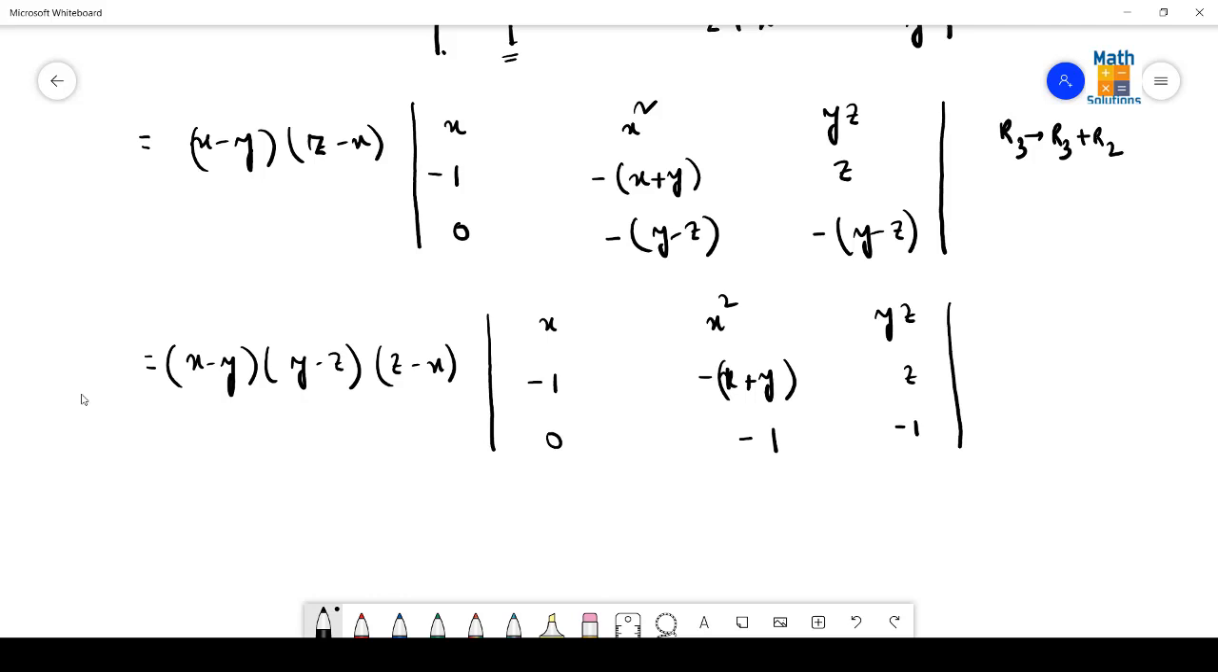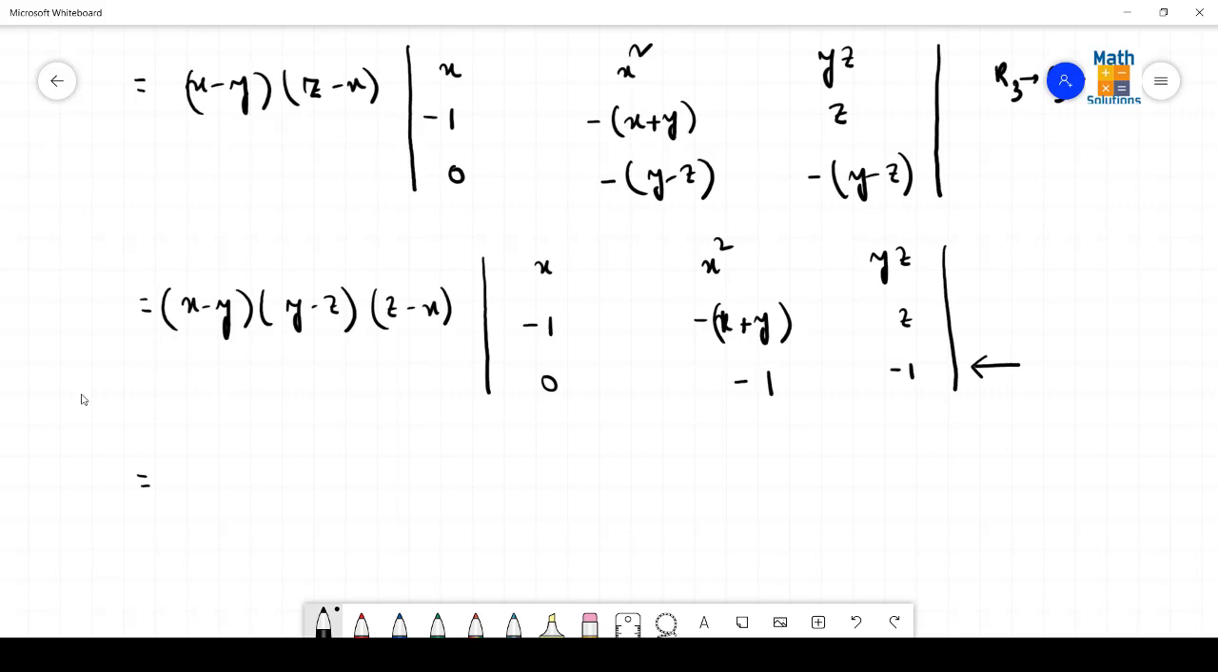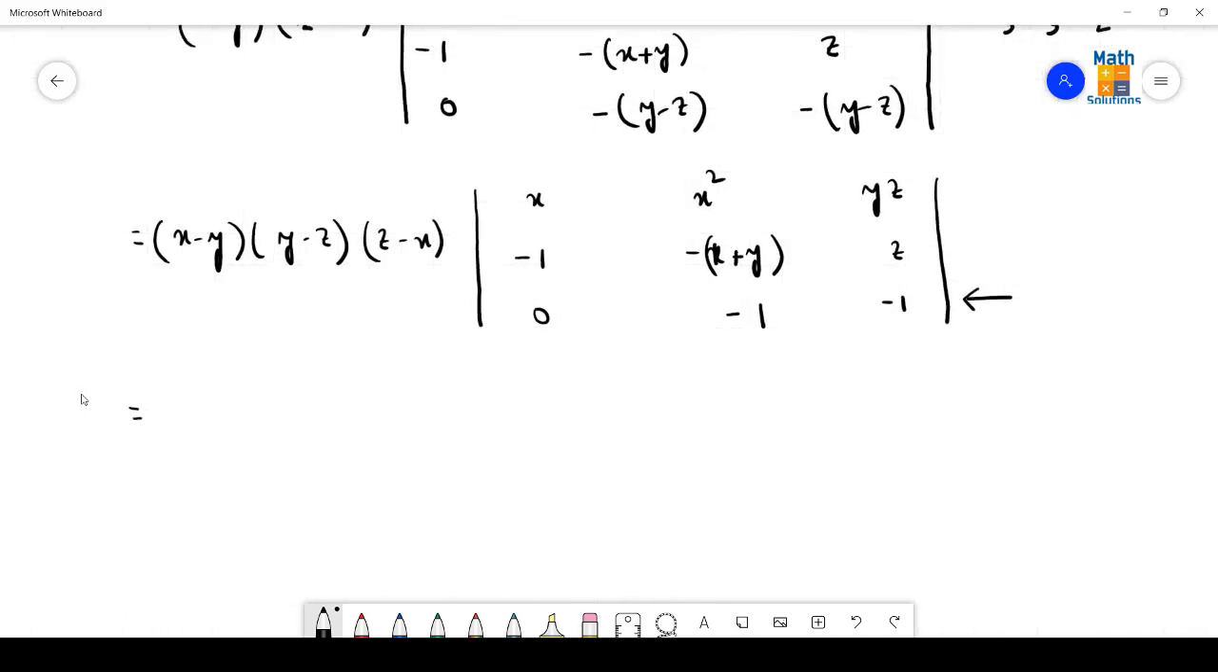So after this there is a possibility that along this row we can get the maximum number of zeros if R2 is replaced by R2 minus R3, then minus 1 plus 1 in this part will turn 0. So in the next step we can write x minus y, then y minus z, then z minus x. So after this what do we get?